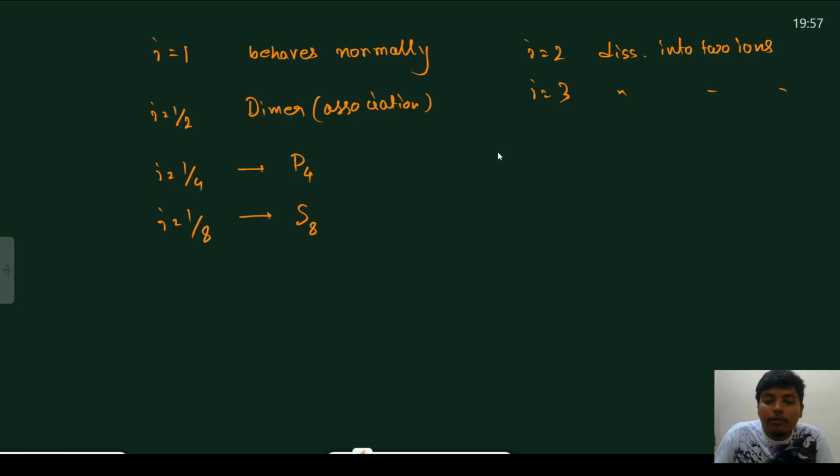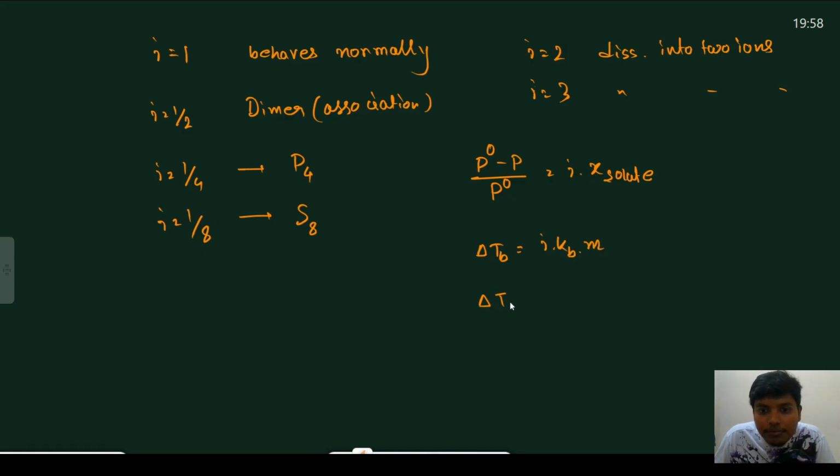Clear or not? So finally, what can I write? P naught minus P by P naught equals i into mole fraction of solute. Another one, delta Tb equals i into Kb into m. Delta Tf equals i into Kf into m, and pi equals i into C into RT, or we can write pi V equals i into n into R into T. Clear?